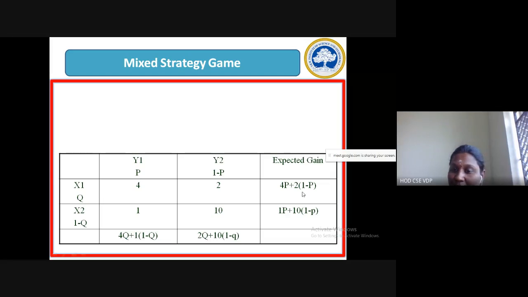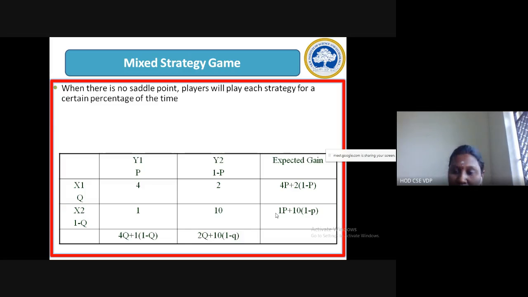So totally you'll have two expected gains. So 4p plus 2 into 1 minus p. Here you get 1p plus 10 into 1 minus p. Again here it is 4q plus 1 into 1 minus q. That is for y1. And similarly here it's 2 into q plus 10 into 1 minus q. You have these two values here and these two values here. For a mixed strategy game, associate a probability with it. Then you just have to solve these two equations and these two equations so that you get the expected payoff.